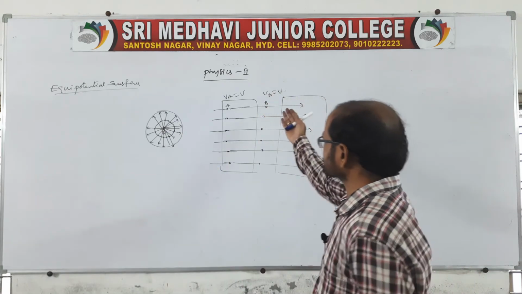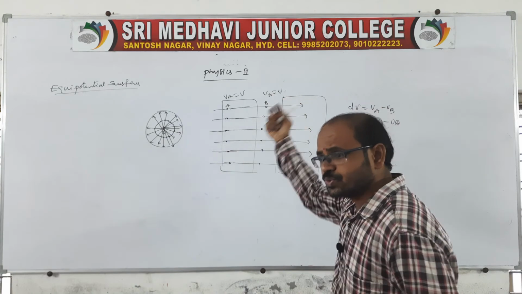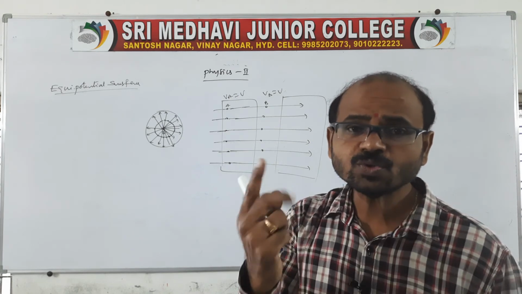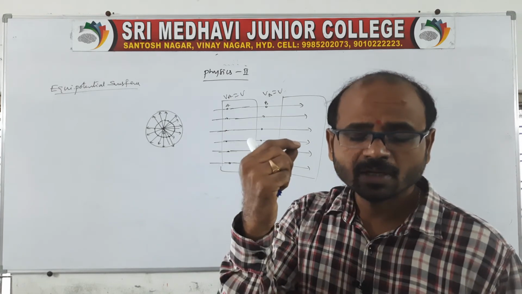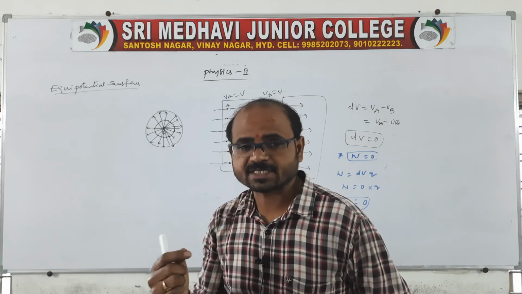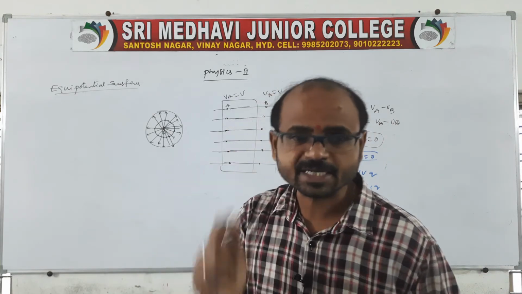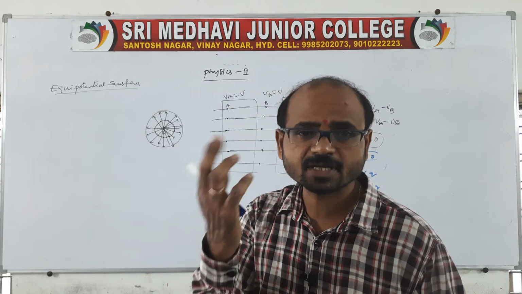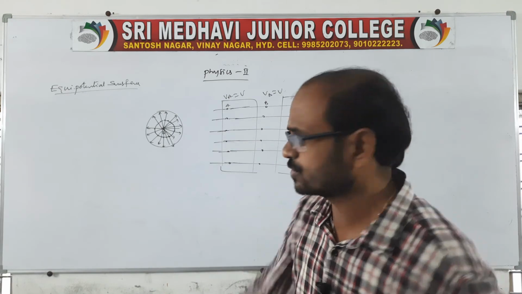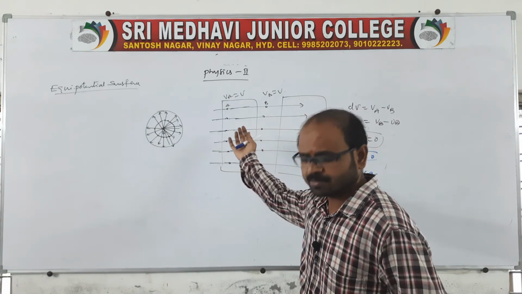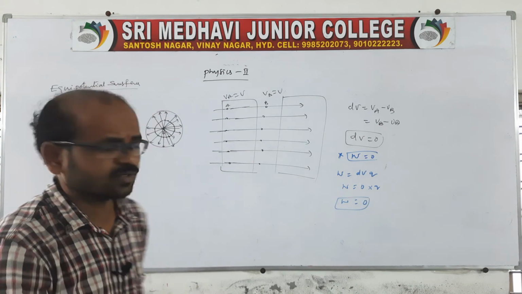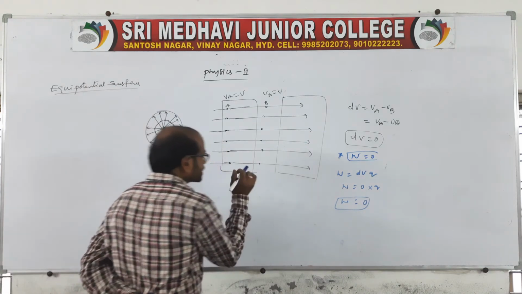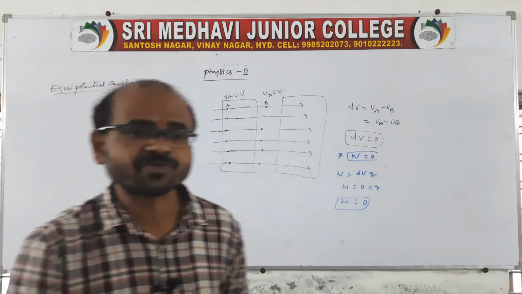In the same manner, here also. No two equipotential surfaces intersect. If they intersect, what happened? Again, we should get two different potentials. But is it possible to get the potential differences changing? No. So that's what we can say: no two equipotential surfaces intersect.